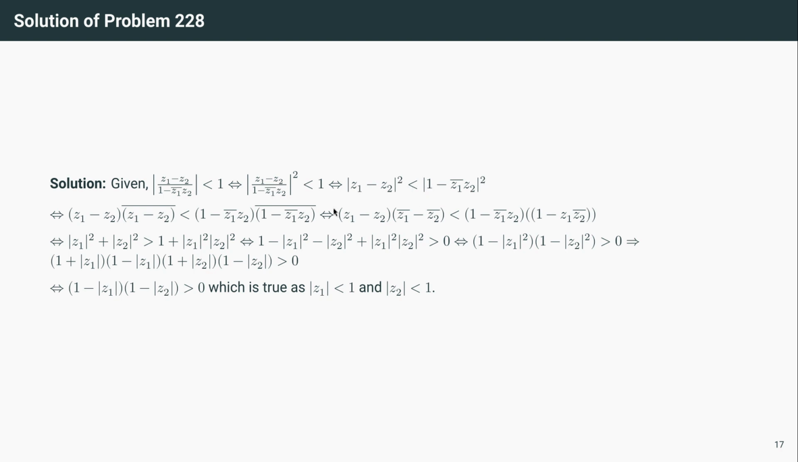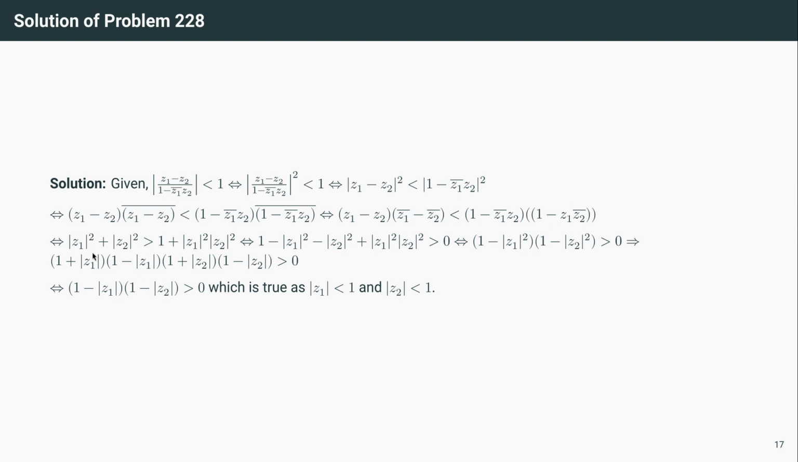Now we expand both of these because we know that mod z square is equal to z z bar. So expanding this will be z1 minus z2 into z1 minus z2 bar less than 1 minus z1 bar z2 into 1 minus z1 bar z2 whole bar. So we further simplify this. We remove the bar on the whole and apply it to individual elements. We have z1 minus z2 into z1 bar minus z2 bar. Right hand side we have 1 minus z1 bar z2 into 1 minus z1 z2 bar. There is an extra pair of parentheses that is not needed.